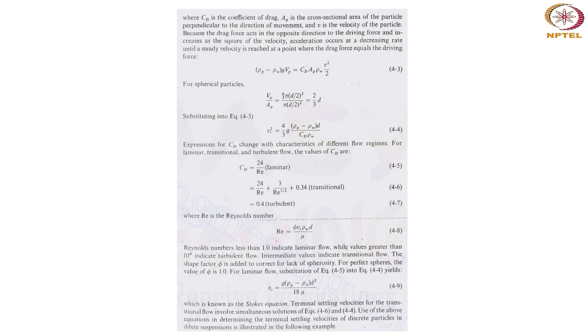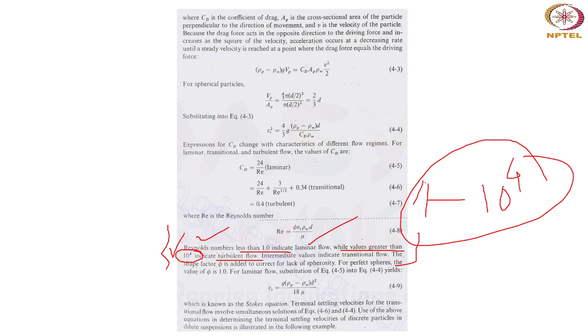Whoever goes through this YouTube video will also know that if the Reynolds number is less than 1, it indicates laminar flow. And when it is beyond 10 to the power 4, then it is a turbulent flow. So a Reynolds number less than 1 means a laminar flow, and if the value is greater than 10 to the power 4, then it's a turbulent flow. If the value is between 1 and 10 to the power 4, then we can say this is a transitional flow. So please keep that in your mind.